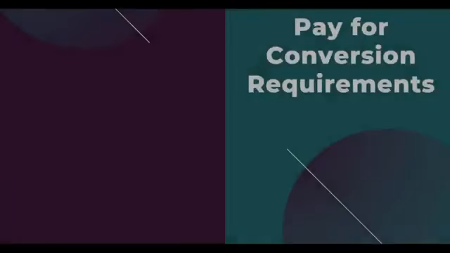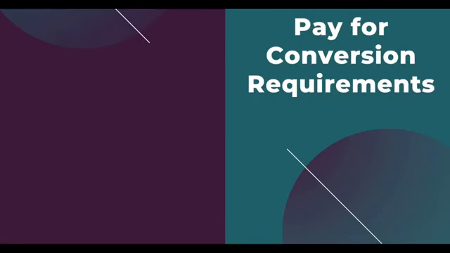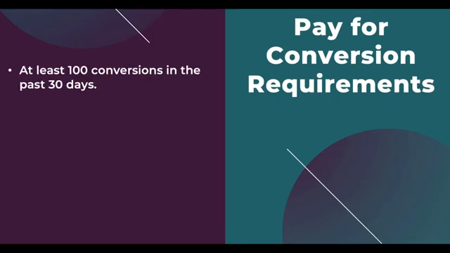Let's hop in. The first thing to know about pay-for-conversion campaigns is that your account has to meet certain requirements for you to be eligible to even use this campaign type. The first is that you need to have at least 100 conversions in the past 30 days. So based on your account, your conversion setup, you need to have 100 conversions in the past 30 days because Google is going to use this to make some smart choices about who they're serving ads to try to get those conversions for your campaigns.